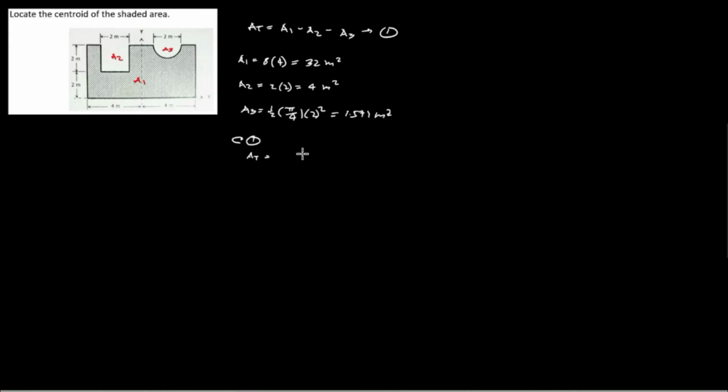So we now have the three areas. Area total is equal to area 1, 32, minus area 2, which is 4, minus area 3, 1.571. The total area is 32 minus 4, that's 28, minus 1.571, or 26.429 square meters. So that's the total area. To find the centroid of the area, we will first designate x bar and y bar, the location of the centroid.